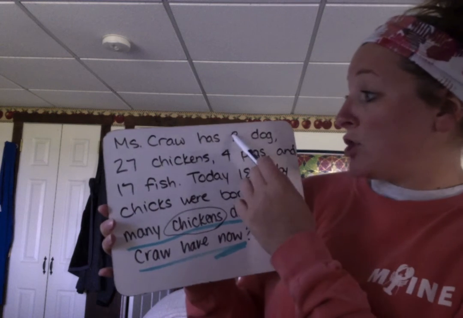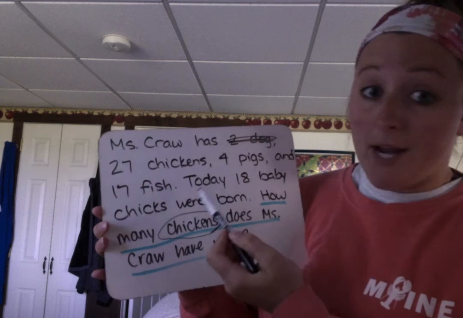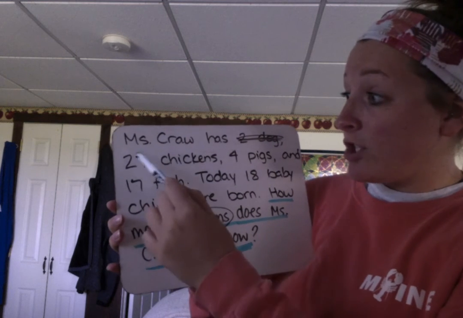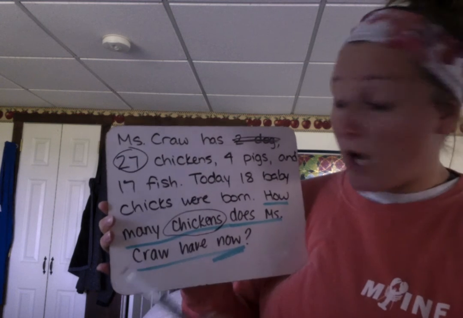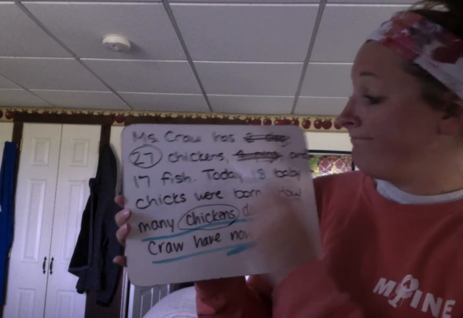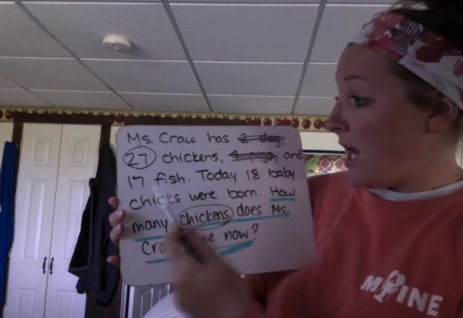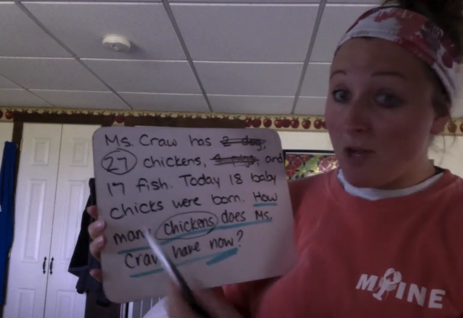So Miss Craw has 2 dogs. Don't care. Miss Craw has 27 chickens. That's important to know. 4 pigs. Useless information. And 17 fish. They're probably all going to die anyways.